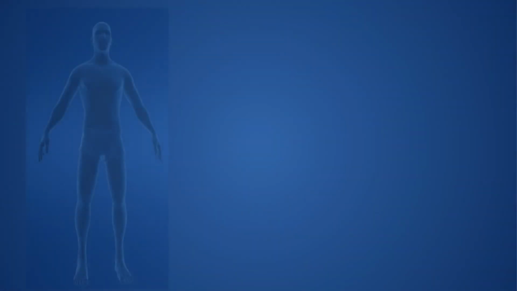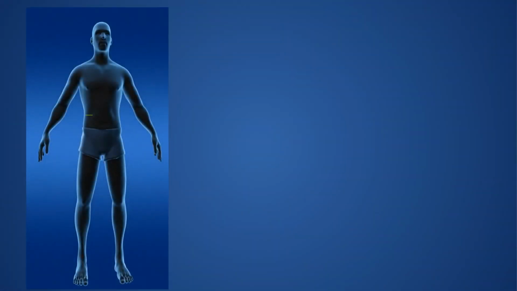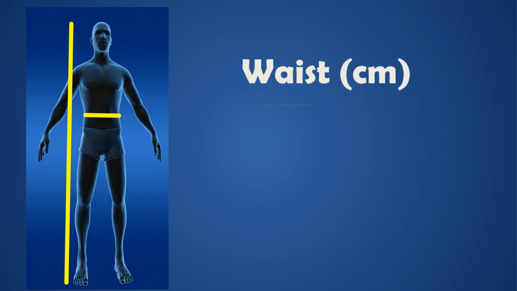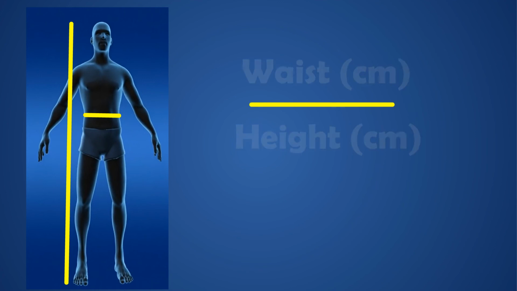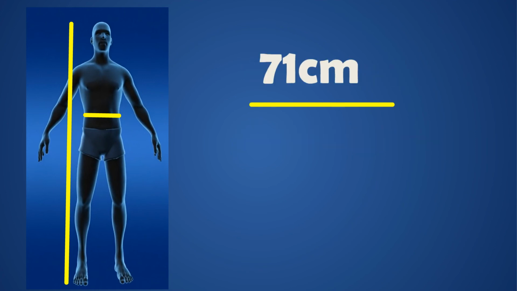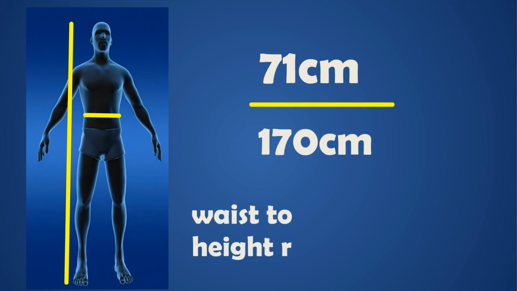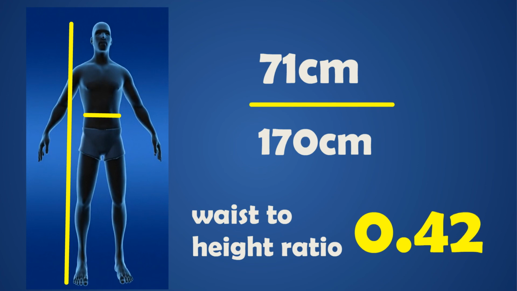How to do the measurement? Firstly, measure your waist. Practically, the measurements are usually taken at the smallest circumference of the natural waist. Then, just measure your height. The waist-height ratio is calculated as waist measurement divided by height measurement in centimeters. For example, a person with a 71 centimeters waist and 170 centimeters height has a waist-height ratio of 0.42. The result should be around 0.5.